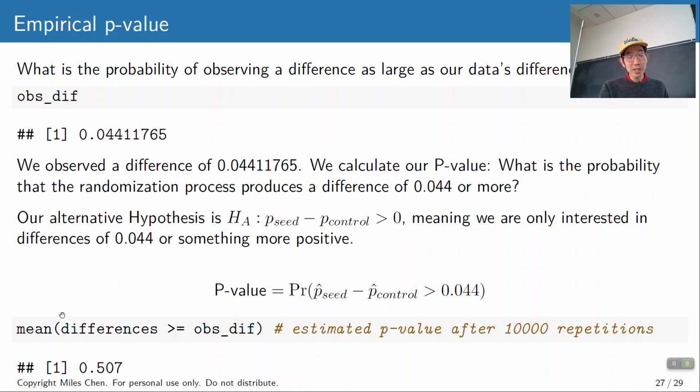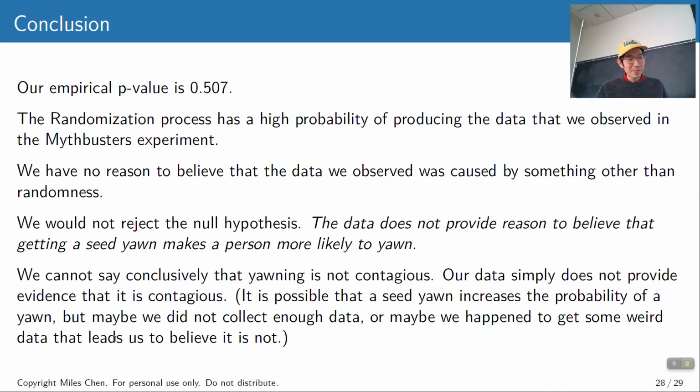So I'm going to count the differences greater than or equal to our observed difference. And how often did that happen? That happened over 50% of the time. So my p-value is over 0.5. Okay, so I get a p-value of 50%. That's a very big p-value, right?